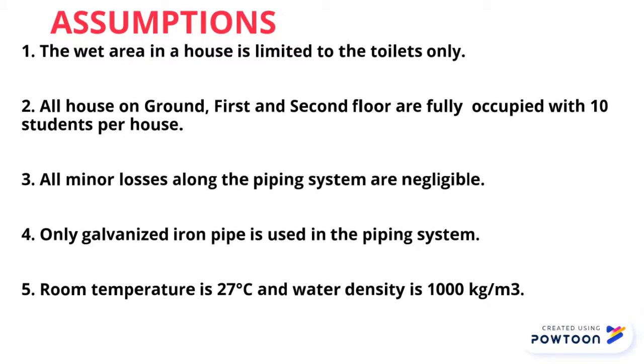Assumptions. 1. The wet area in a house is limited to the toilets only. 2. All houses on the ground, 1st and 2nd floor are fully occupied with 10 students per house. 3. All minor losses along the piping system are negligible. 4. Only galvanized iron pipe is used in the piping system. 5. Room temperature is 27 degrees Celsius and water density is 1000 kg/m3.